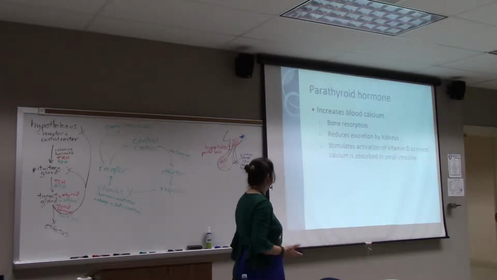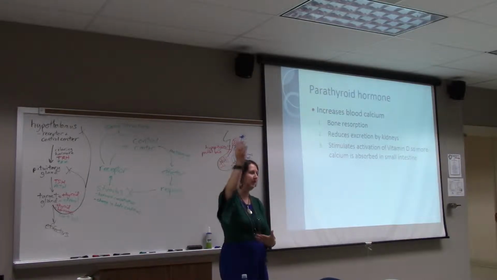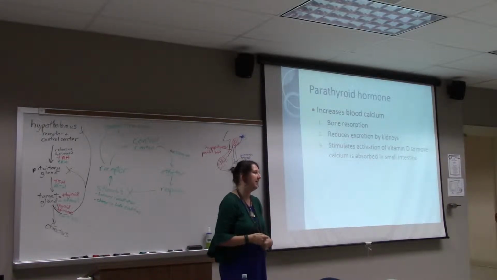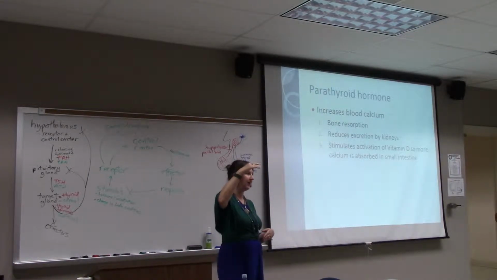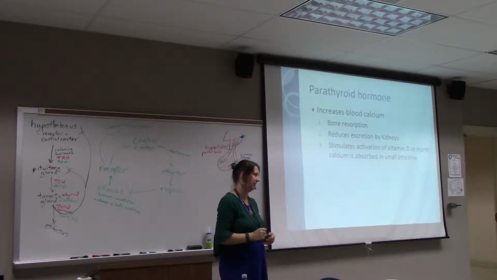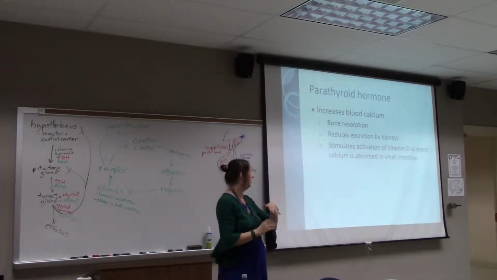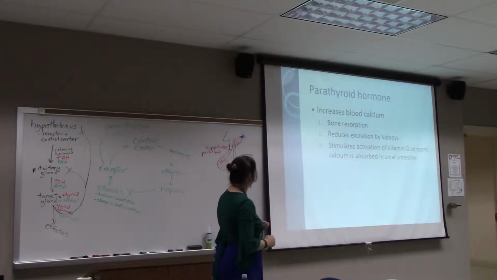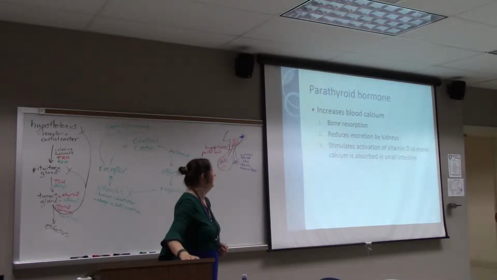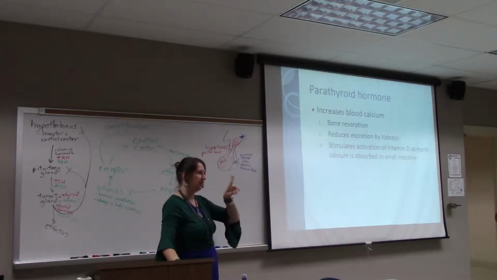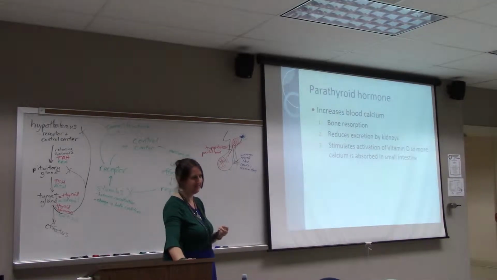The job of parathyroid hormone is to oppose calcitonin. So if your calcium's too high, you release calcitonin and that lowers it. If your calcium's too low, then you release parathyroid hormone that increases it. It does that 3 ways. 2 of them are the opposite of what calcitonin does.